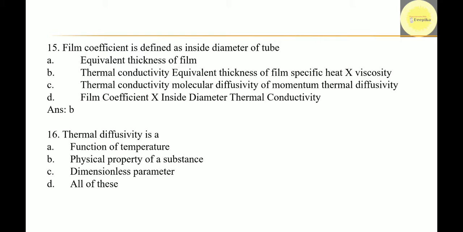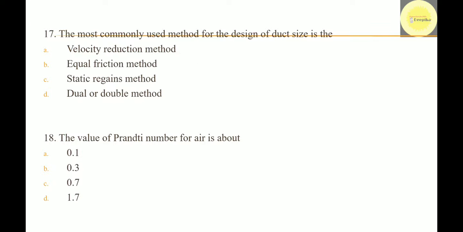Next question is, thermal diffusivity is a option A, function of temperature. Option B, physical property of a substance. Option C, dimensionless parameter. Option D, all of this. So the correct answer is B, that is a physical property of a substance.